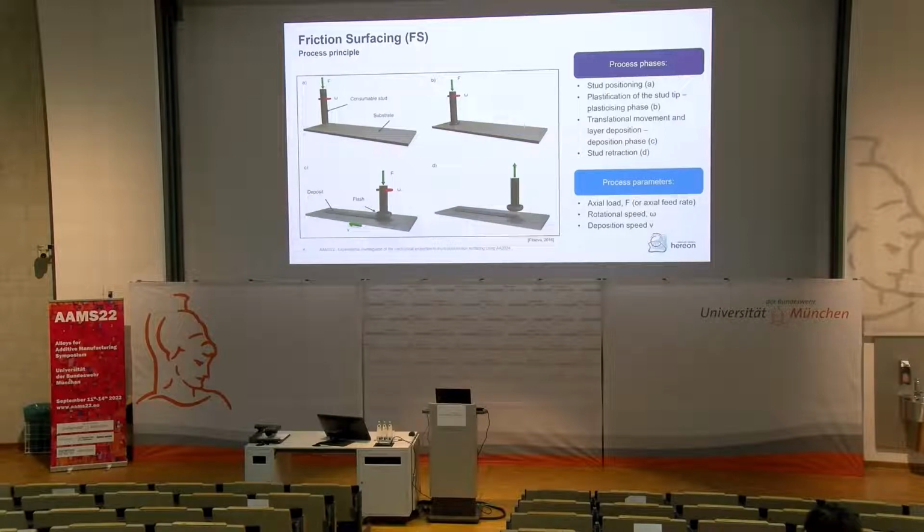Another fact that I want to mention is that we don't simply have to do those straight lines. We can also go basically every desired geometry. And a disadvantage of this process is that we have a generation of a flash material, which is indicated in here, which is material out of the outer part of our stud, which is not deposited to the substrate, which decreases our deposition efficiency at the moment. But there are already some concepts how to avoid or how to deposit this flash material during the process to increase the productivity of the process.